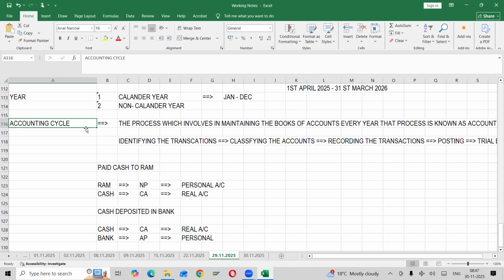So what is trial balance? Majority knows, but still I'm going to take it. These two steps you understood, identifying and classifying. And the recording of the transaction we will see in our next two weeks' sessions. What do you mean by posting? What do you mean by trial balance? And what do you mean by final accounts? That we will see in our next two weeks' sessions.